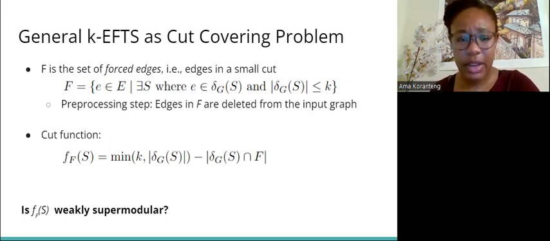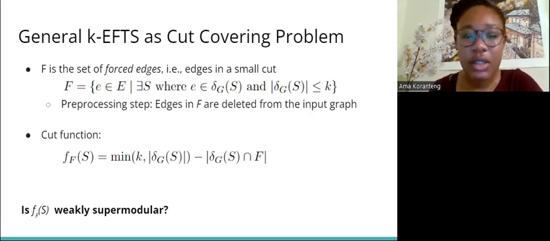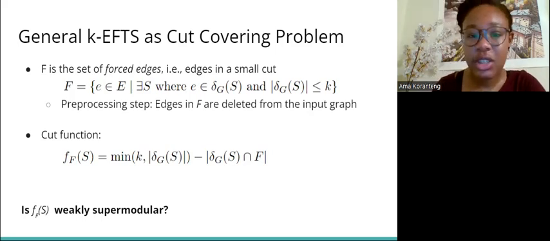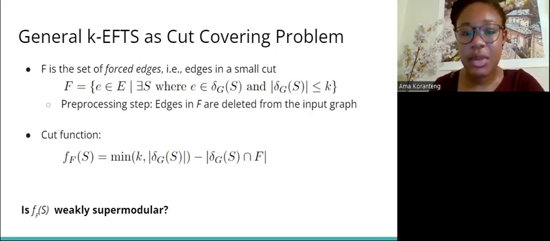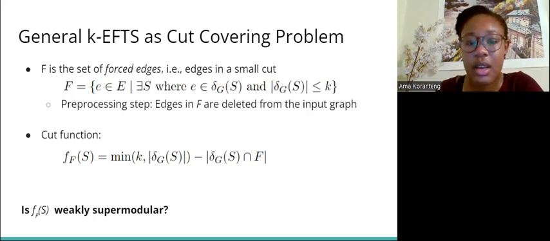To define the cut function that we used, we define what we call forced edges. If an edge goes across a vertex cut that has size k or smaller, so if this vertex cut has at most k edges going across it, and there is an edge in that cut, then that edge has to be in any feasible solution. That's why we call them forced edges. So we can remove these edges from the input graph as a sort of pre-processing step, and we can solve the residual problem. The cut function we have is defined here, f_F of S. I won't go over why this works, but it's not too hard to see after some thought.